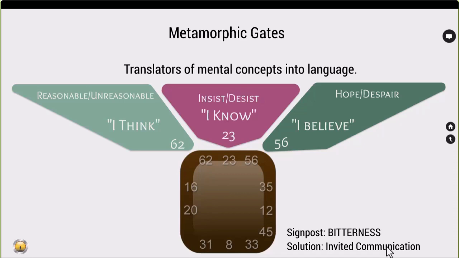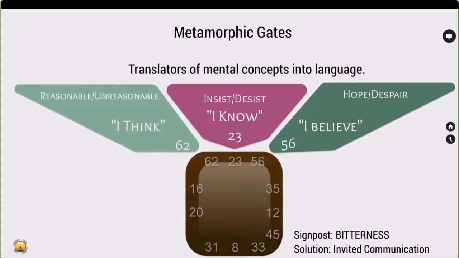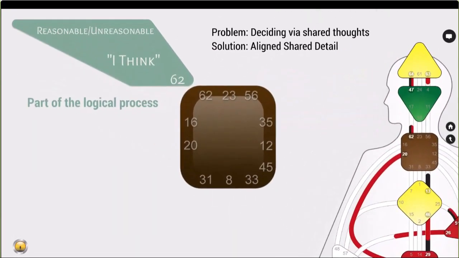For the generator, going back to response, it's kind of like, do not pass go. Go back to the beginning. When you bump up against problem in the design, problems being frustration, anger, bitterness, disappointment, go back to your strategy. That's the most important thing, especially at the beginning. So thinking is part of the logical process. The problem is you might make a decision because of your shared thought process.